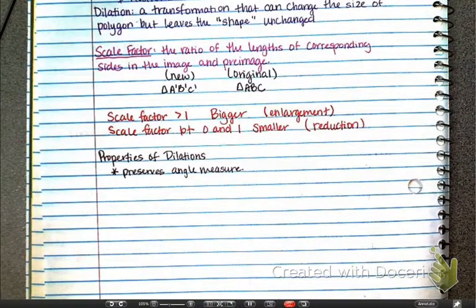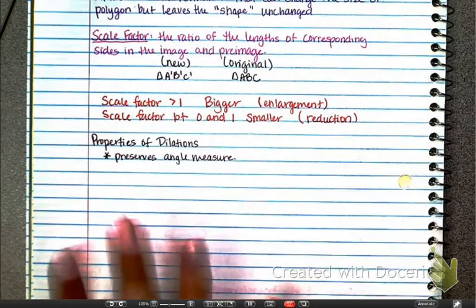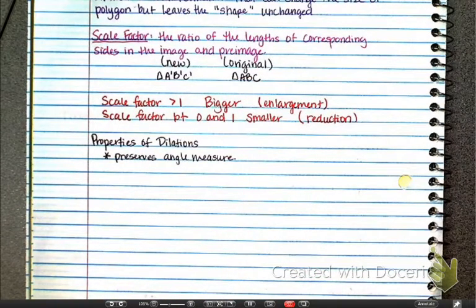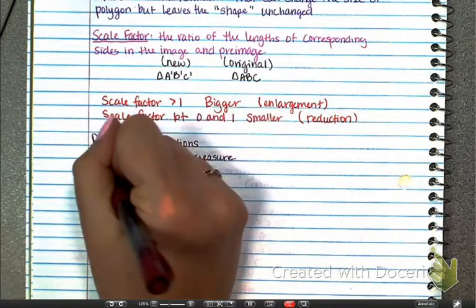So for instance, if you have a square, what are the measures of the angles of a square? 90 degrees, right? Now whether that square gets larger or smaller, what are the angles of that square? 90 degrees. Because as soon as it's not 90 degrees, is it even a square? No. So the angle measures will always remain the same no matter what happens to your figure. Whether it gets smaller or larger, the angle measures will stay the same.